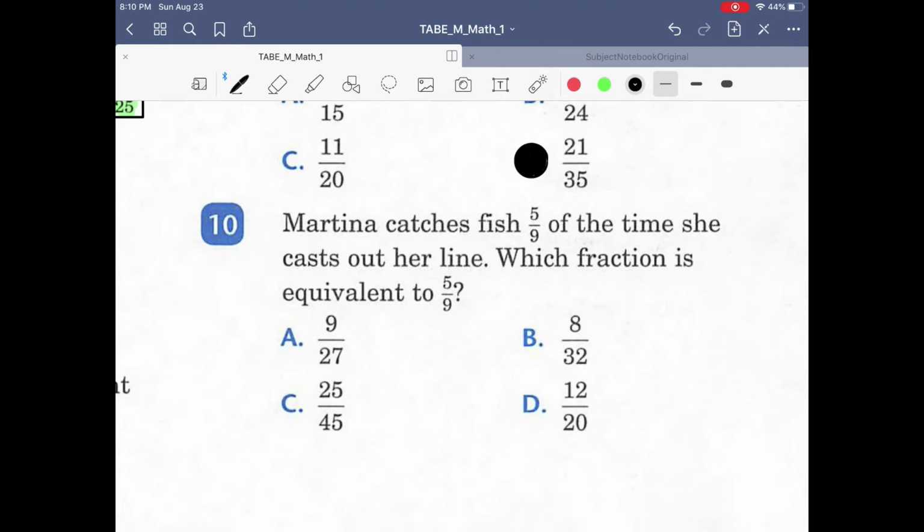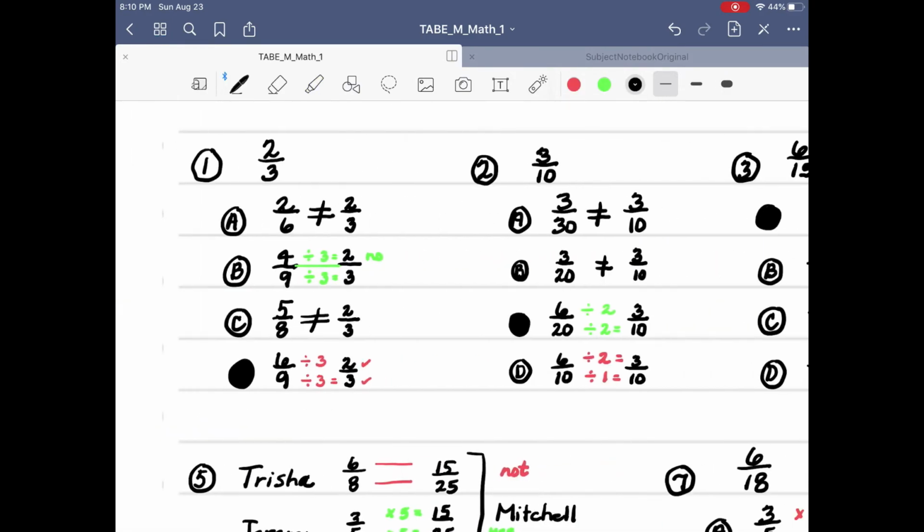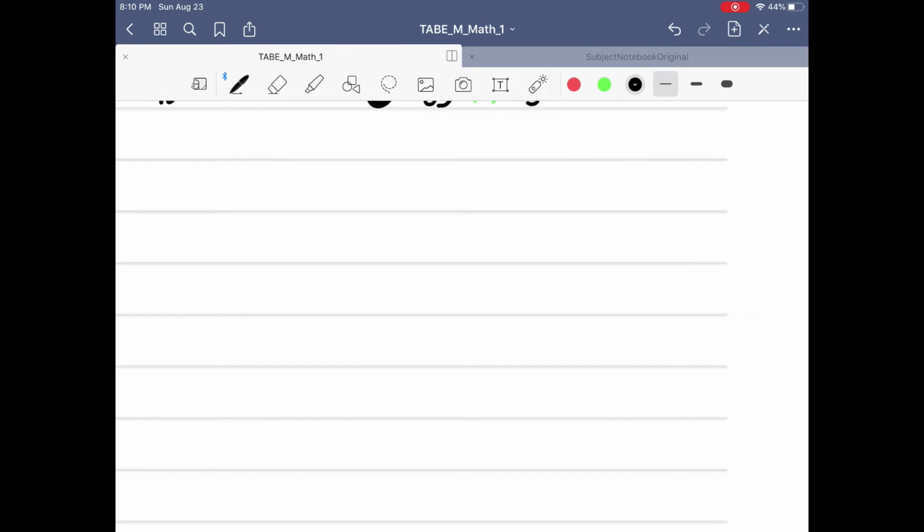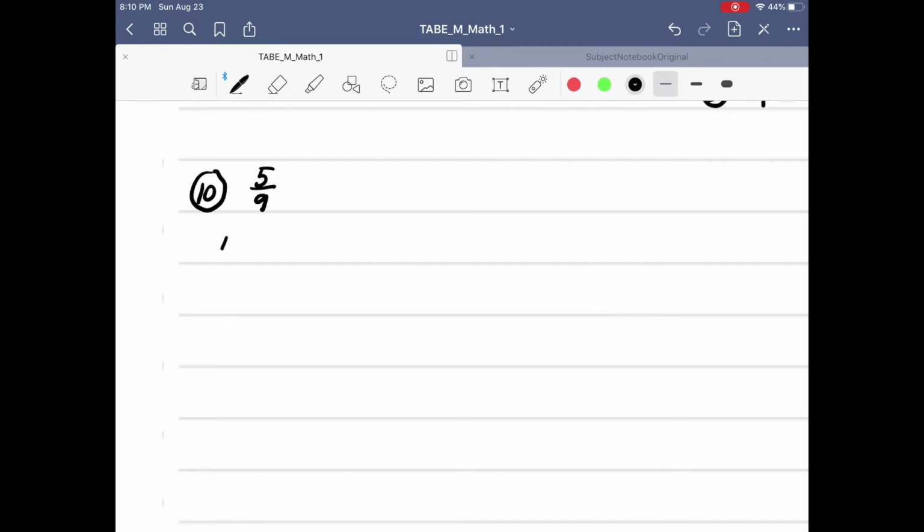Number 10. Martina catches fish 5/9 of the time she casts out her line. Which fraction is equivalent to 5/9? Which fraction is equivalent? There's that key word: equivalent to 5/9. So same process. Let's find a little bit of space right here. 5/9 is my fraction to compare.